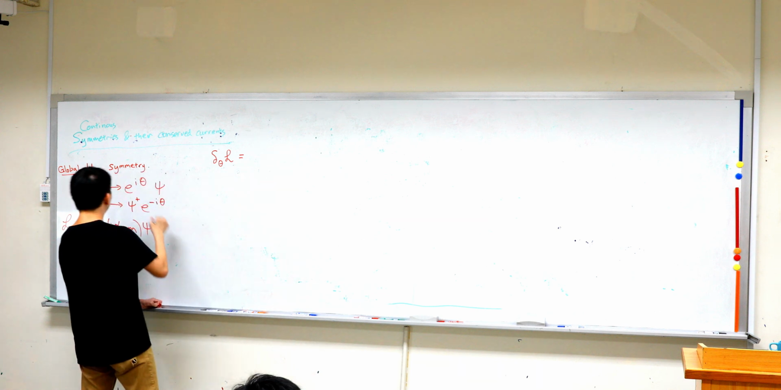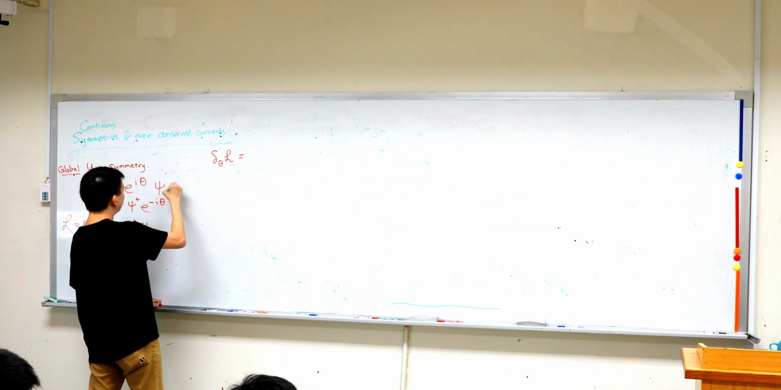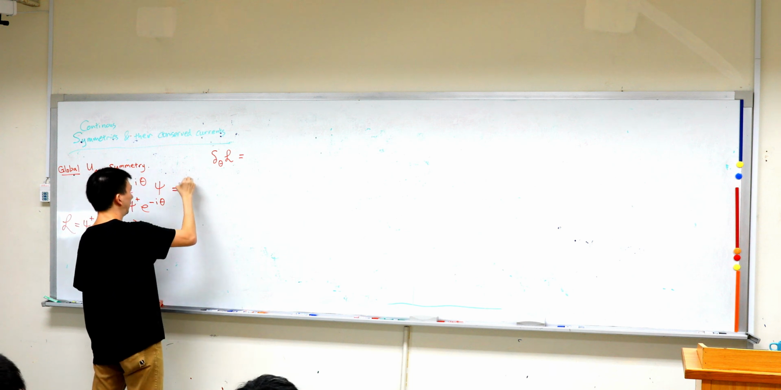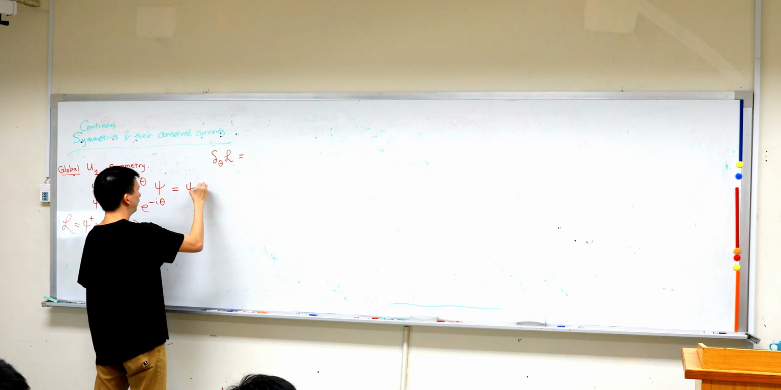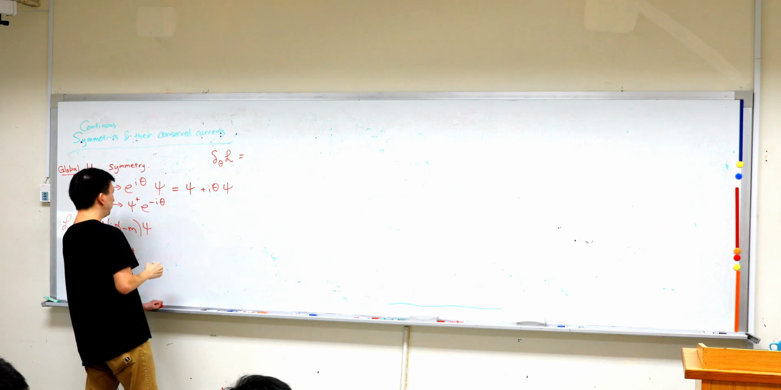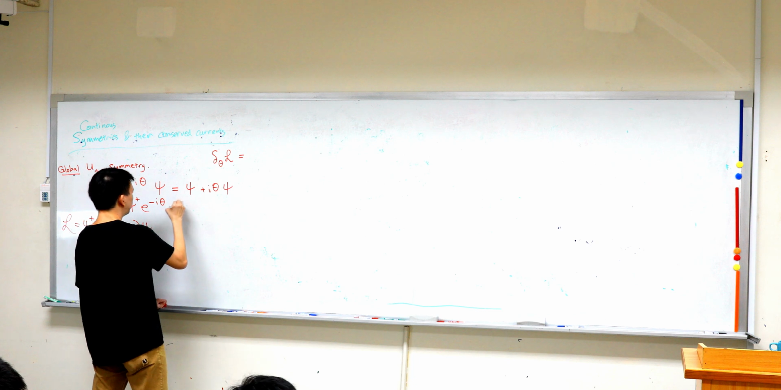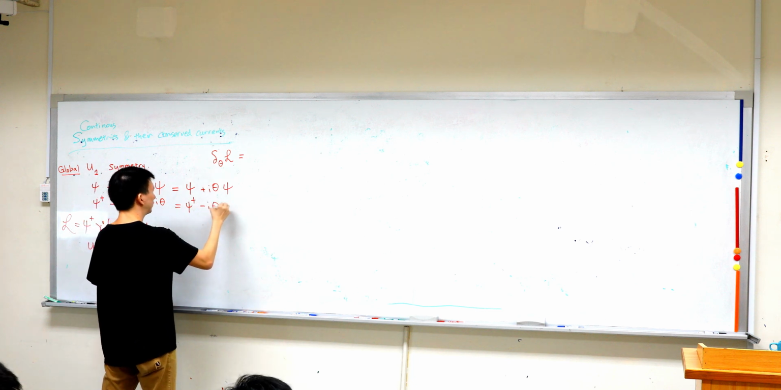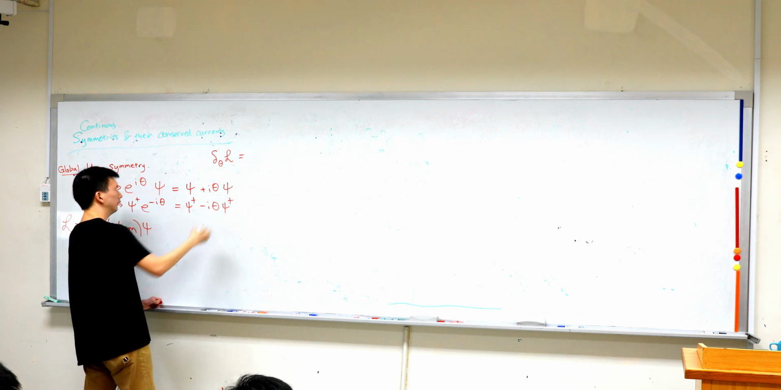In fact, I don't have to do the full transformation. I just need to do the infinitesimal one. So this is psi plus i theta psi, just up to first order in theta. And this will be psi dagger minus i theta psi dagger.